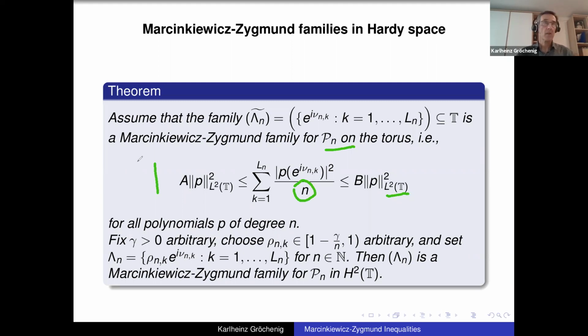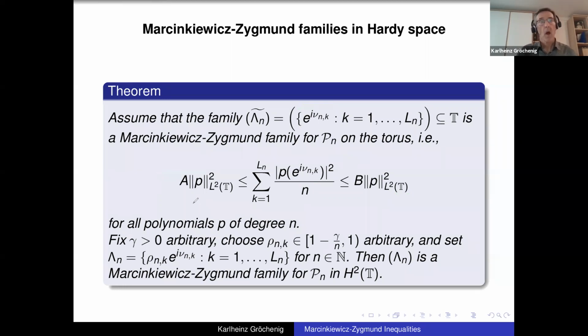And so let's assume, and you take the sampling points that lie on the torus, okay, for polynomials, so no problem. I call the points on the torus in the nth layer e to the i nu n k. So in the nth layer, we have certain points labeled by k, and we assume that we have a sampling theorem for analytic polynomials on the torus.